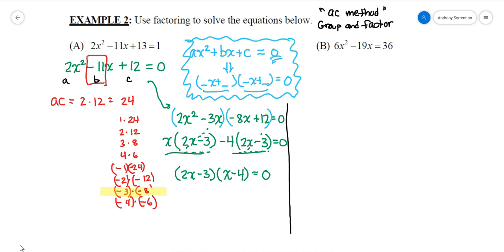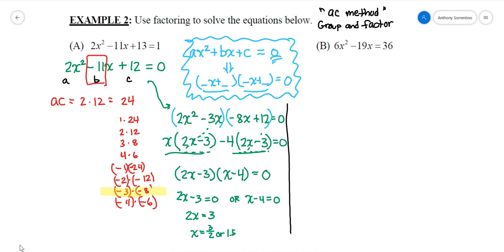Well, the product of those 2 binomial quantities equals 0. So for that to happen, by the zero product property again, 2x minus 3 has to equal 0, or x minus 4 has to equal 0. So now I have really simplistic linear equations to solve. I would add 3 to both sides of the first one, and then divide by 2. So x equals 3 halves, or I could just say 1.5.